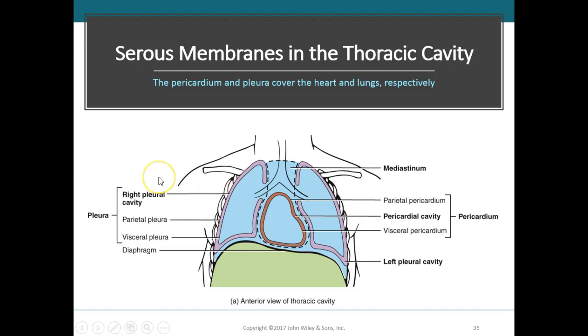Same thing with our lungs. The serous membranes that cover the lungs are called pleura. So each side, the right pleural cavity and the left pleural cavity, has a parietal pleura that lines the cavity and a visceral pleura that lies on the surface of the organ. In this image, you can also see the area of the mediastinum. So between the lungs and the pericardial cavity is within the mediastinum. And you can also see the diaphragm. The diaphragm is a broad sheet-like muscle that separates the thoracic cavity from the abdominopelvic cavity.